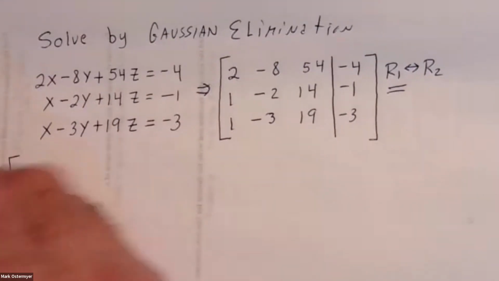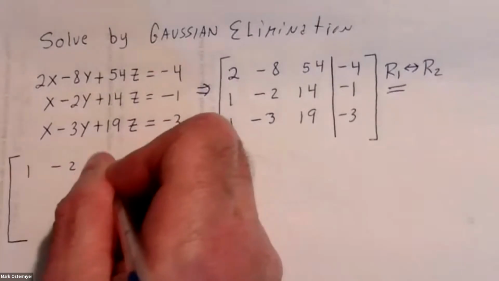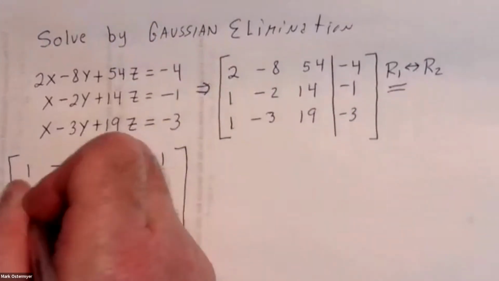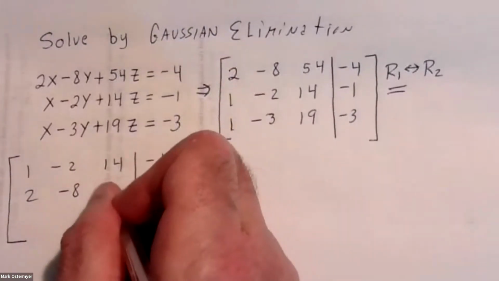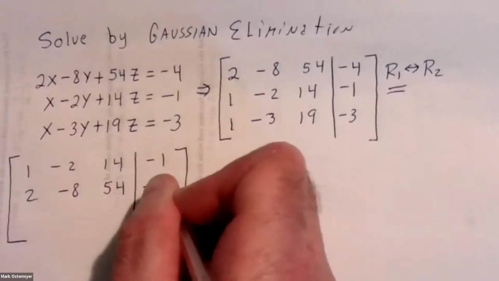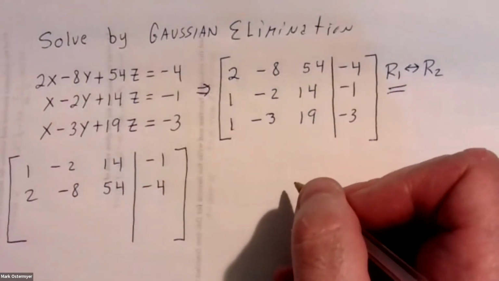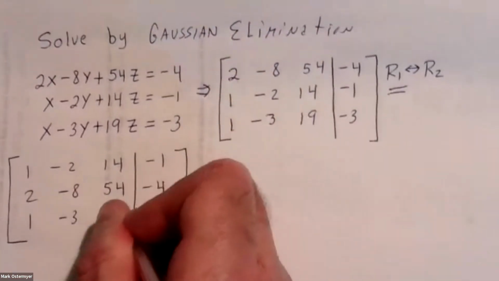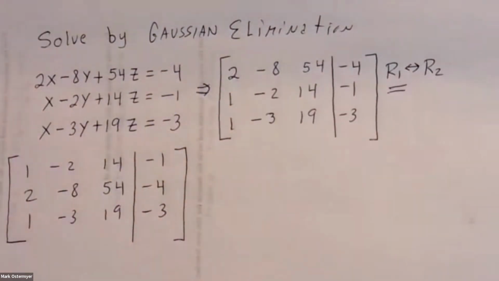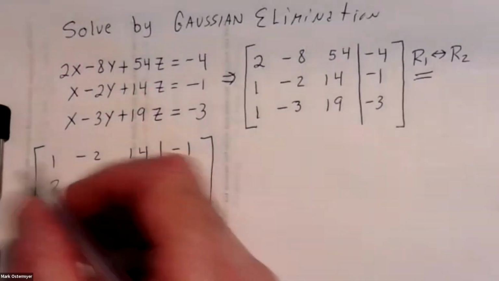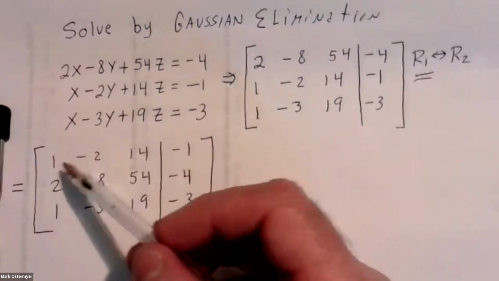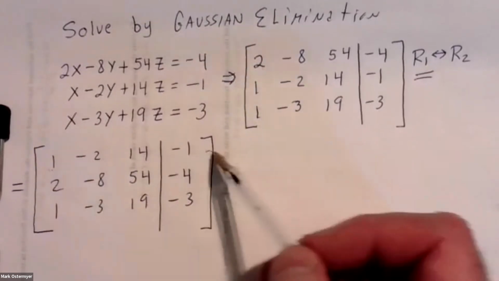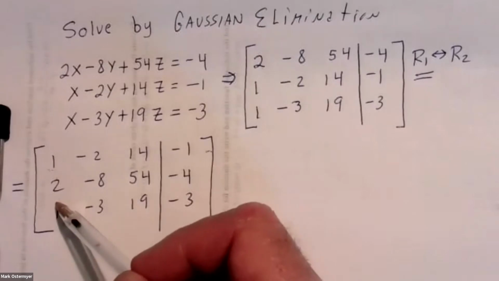So row 1 becomes row 2, and row 2 becomes row 1. Row 3 remains as row 3. All right, good. Now the 1,1 entry is a 1. The next step: now we have to use row 1 to clear out the rest of column 1. So I've got to use row 1 to make this entry become a 0 and this entry become a 0.